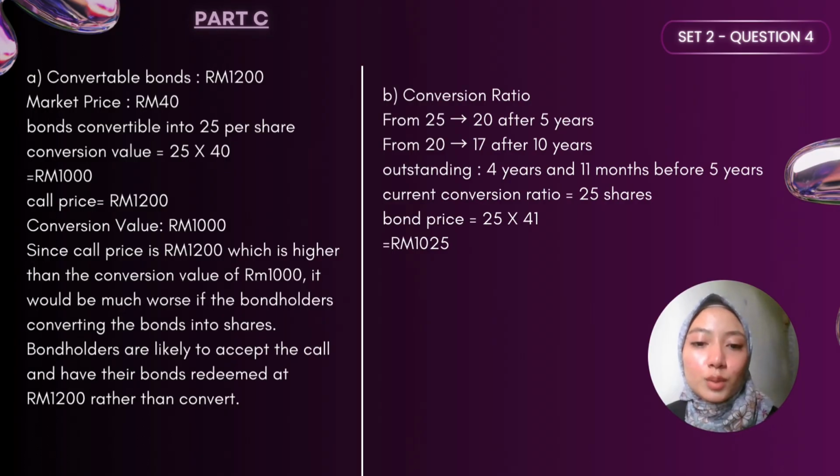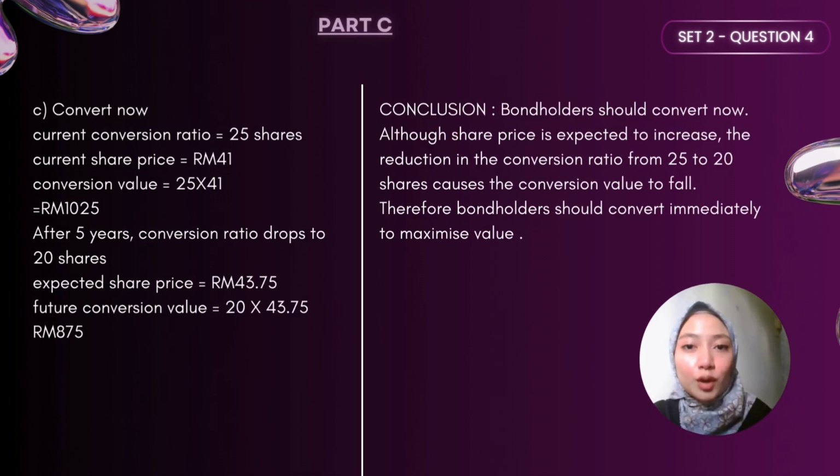So the conversion ratio goes from 25 to 20 after 5 years and from 20 to 17 after 10 years. The bonds have been outstanding for 4 years and 11 months, which is before 5 years. So the current conversion ratio is still 25 shares. For the bond price, we take 25 times 41, which is the market price, and we get the value of 1,025. For Part C, further assume that the share price is anticipated to rise to RM 43.75 in 3 months. Considering the conversion features in Part B, should the bondholders convert now or continue to hold the bonds for at least 2 more months?